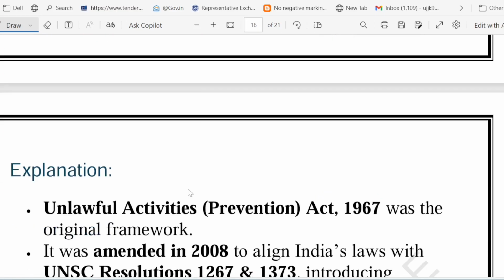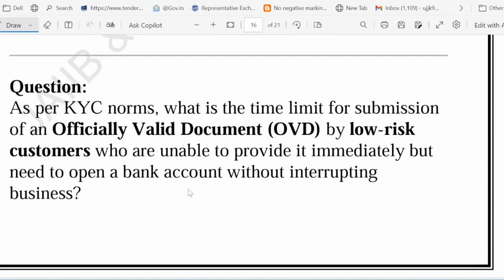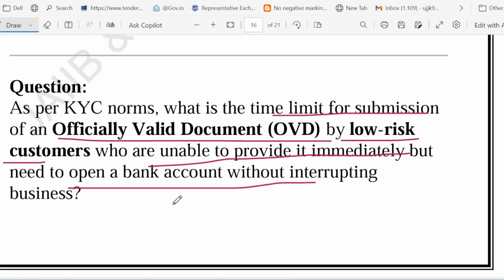Now, let's see the last question of today's session. The last question is, as per KYC norms, what is the time limit for submission of an officially valid document by a low-risk customer who is unable to provide it immediately but needs to open a bank account without interrupting business? Right, this is the question.